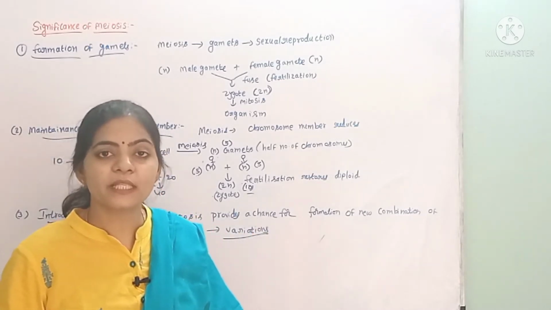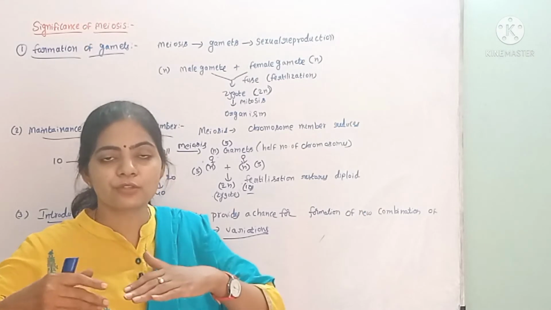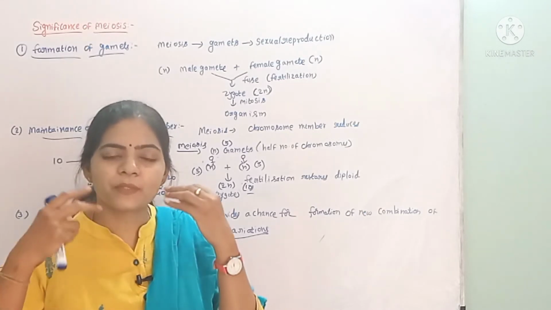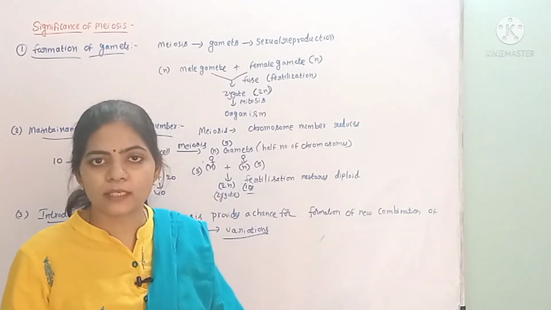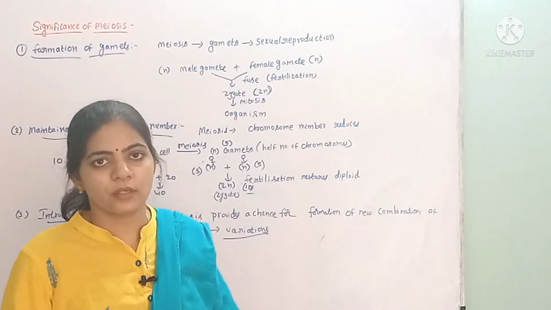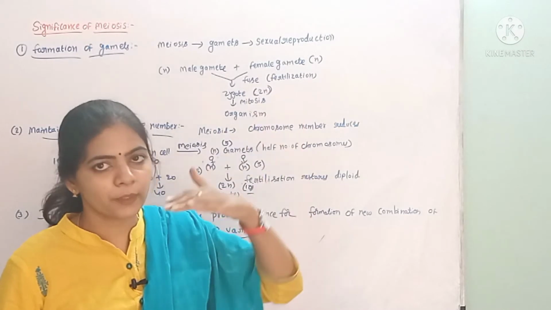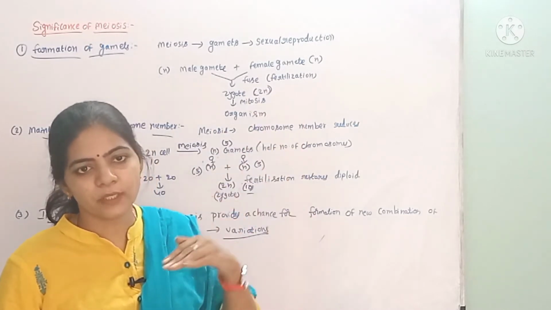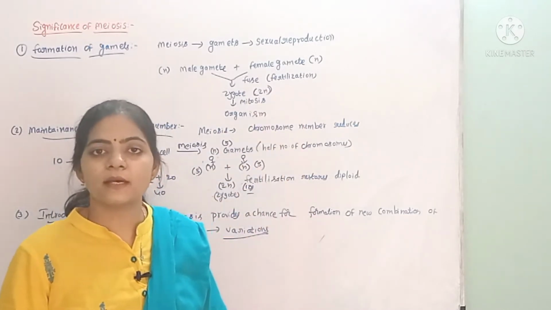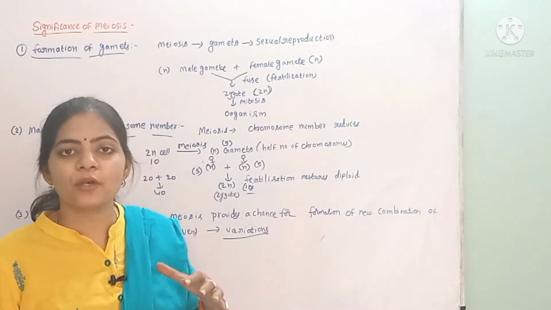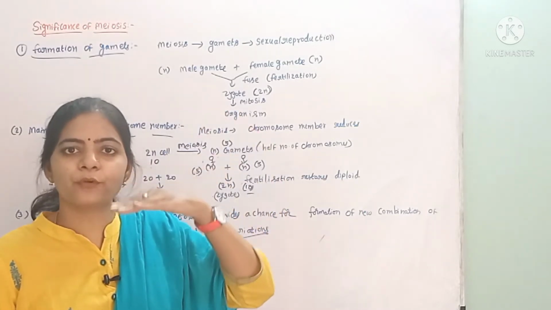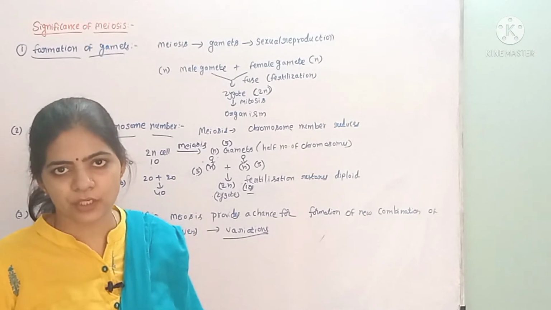If the chromosome number were changing from one generation to another, there may be so many changes in the living organism and we would suffer a lot. Instead, the same human beings, the same types of birds, the same types of animals are maintained, because meiosis maintains the same number of chromosomes in each generation.